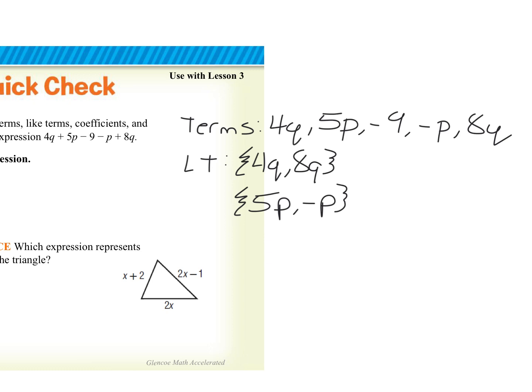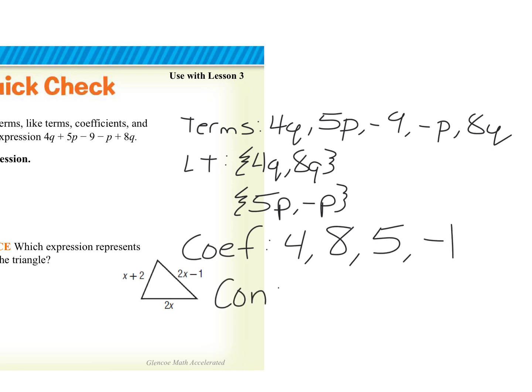Okay. Coefficients. What's a coefficient? What does that mean? Numbers that go with the variable. So we have 4q. What's the coefficient of 4q? 4. What's the coefficient of 8q? 8. 5p. 5. -p. -1. Yep. Good. Last one, we have constants. What are constants? Numbers without a variable, which we have 1. What is it? -9. Any questions with those 4 terms?